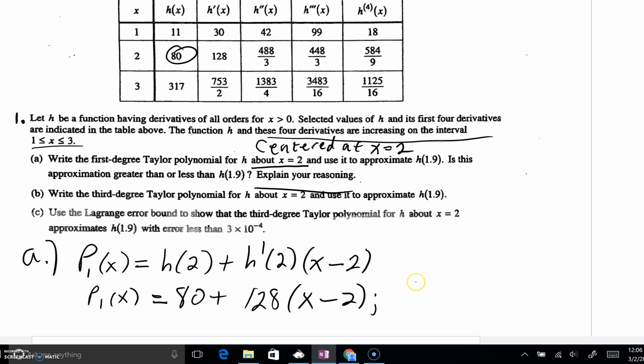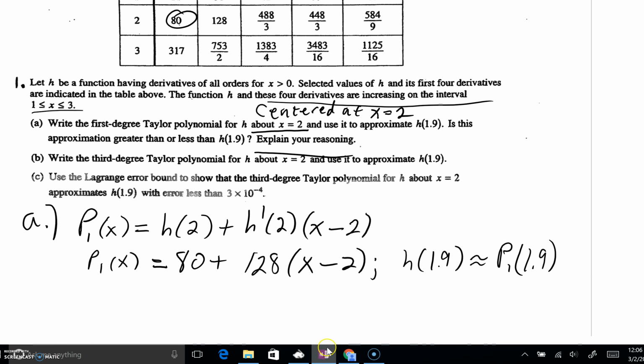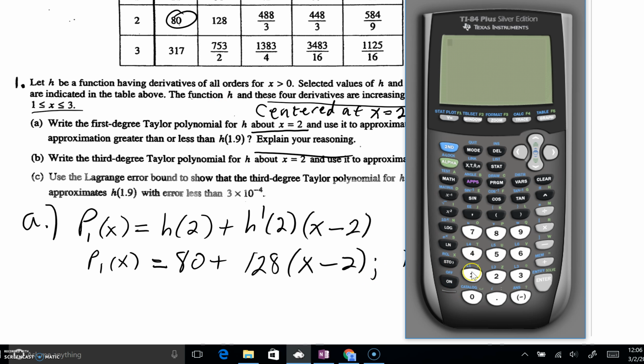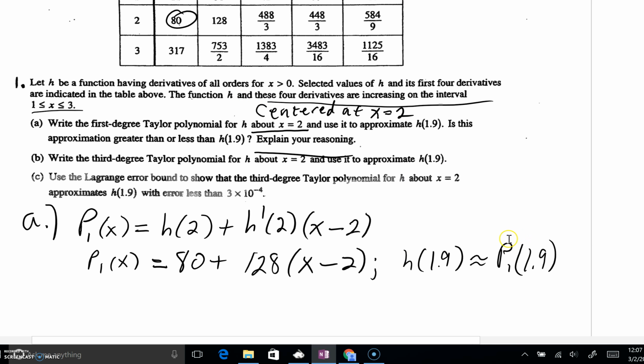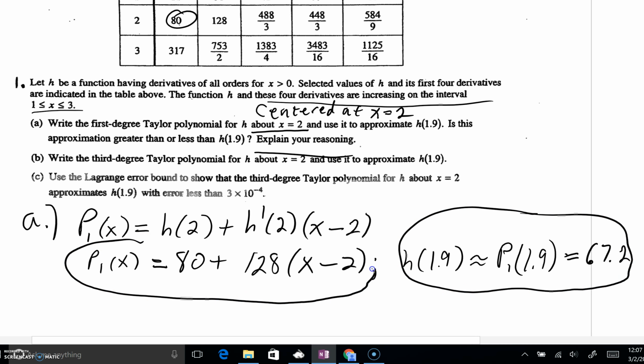Now, of course, what they're going to ask is, could we get an estimate for h of 1.9? H of 1.9 is about what you would get plugging 1.9 into your polynomial. Obviously, this is just an estimate, but this is where we can take the calculator out and type in 80 plus 128. Our x value is 1.9. And working this thing out, you can see pretty quickly you'll get 67.2. So that is your estimate. Here is your first degree Taylor polynomial.